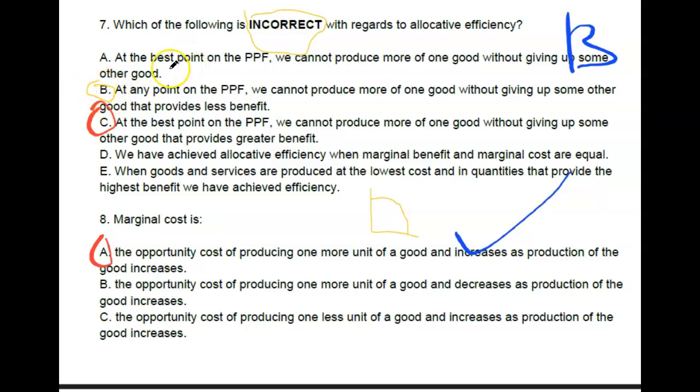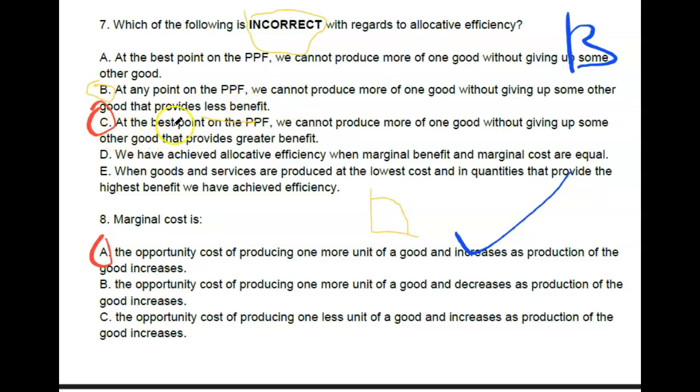Why is it B? At any point on this PPF, we cannot produce more of one good without giving up some other good that provides less benefit. Now, the reason why we're jumping from giving up one good to the next good has to be more benefit, right? Because we're not giving up something because the good we have now is giving us less benefit. No, it's giving us more benefit. So because we're looking for the incorrect, this will be less benefit.